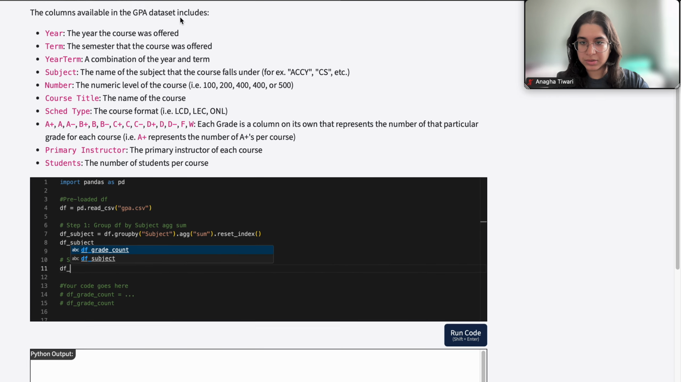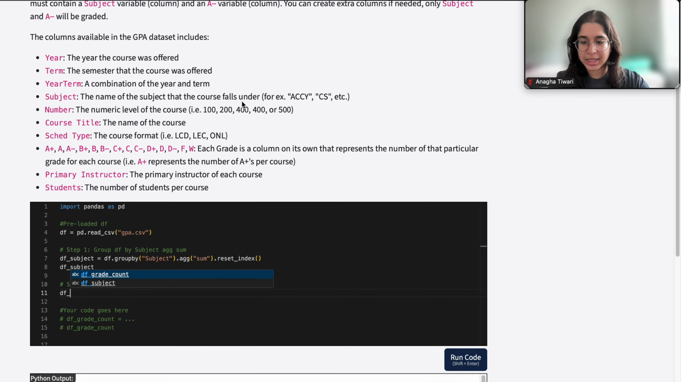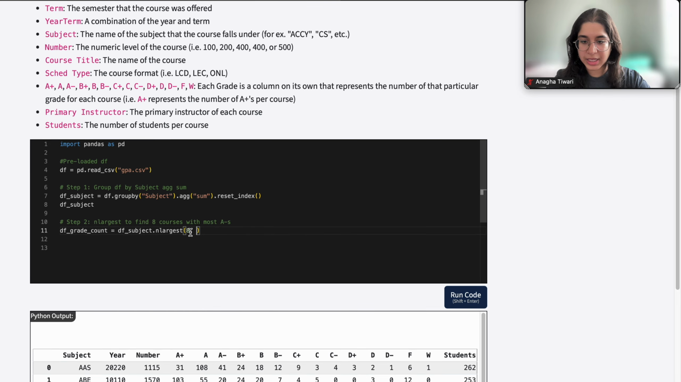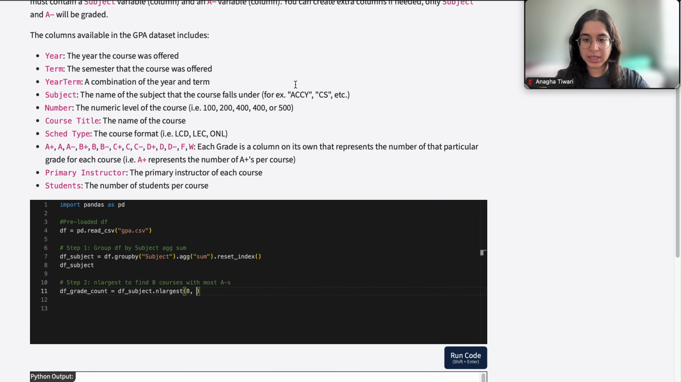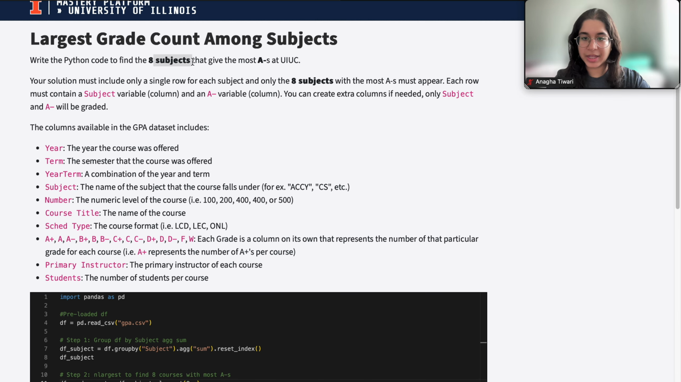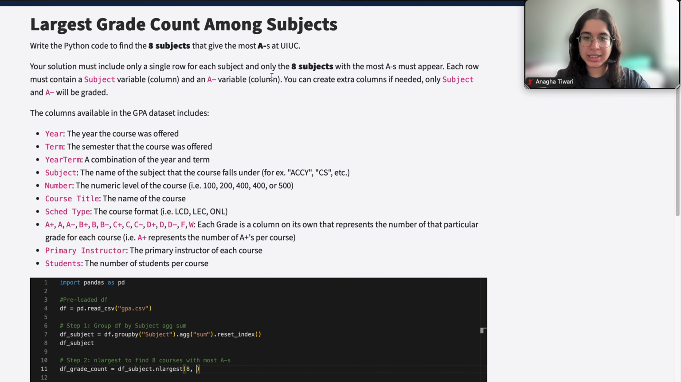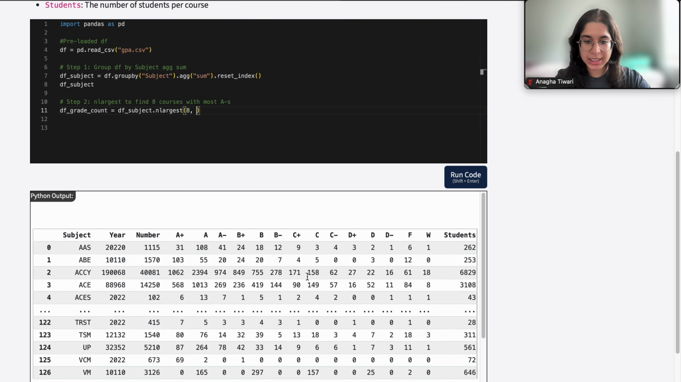So we want to use, and I think here we can just call it df grade count, since that's what the starter code gave us. So df grade count equals df subject dot nlargest. First, we want to use the number of rows that we want to output, right, which is 8. We want to find the 8 subjects. And what column are we looking at? Well, it's the 8 subjects that give the most A minuses. So we want to look at the A minus column.